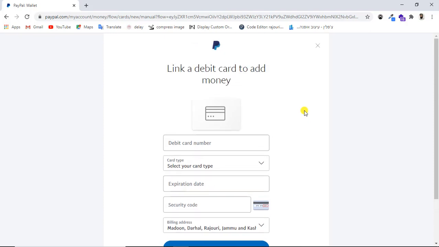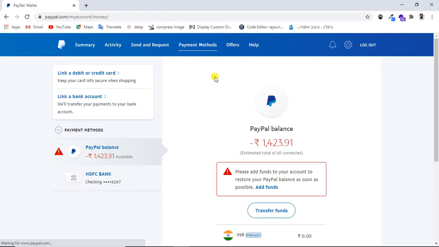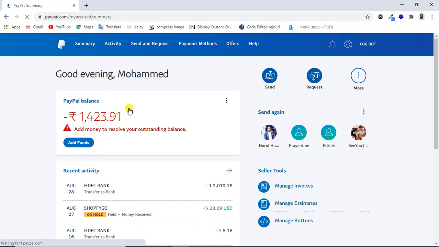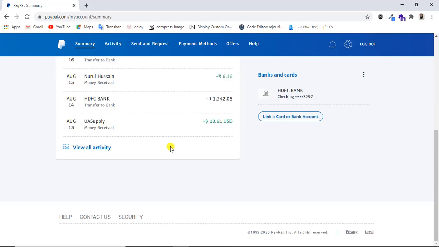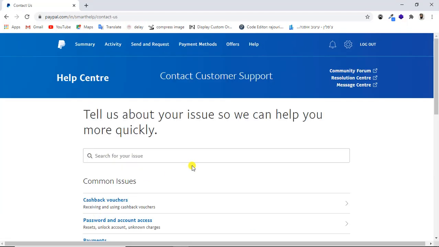All right, but currently I am not interested in paying it directly because I have no solid reason for this specific dispute. So what I want is to take help from the PayPal support team so that they return the amount, or maybe resolve this dispute. Let me show you what you can do over here. If you look down below, you will see this link, Contact Us.